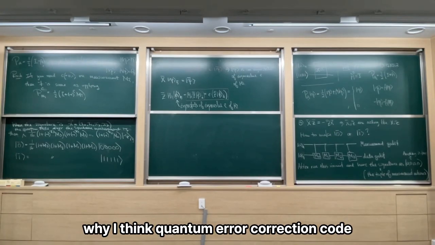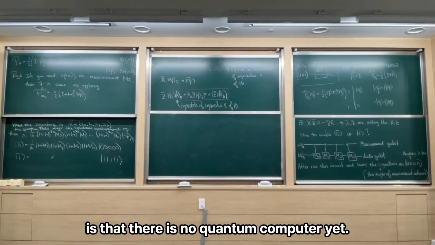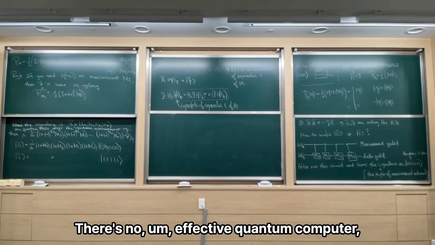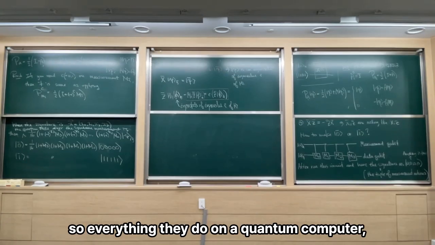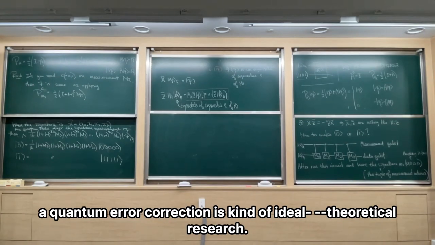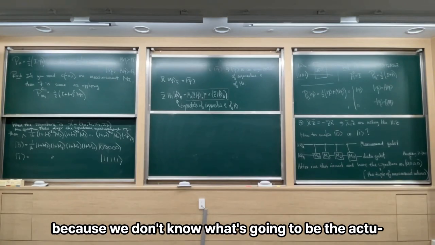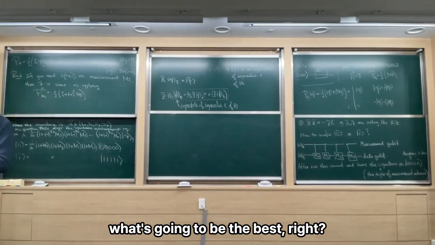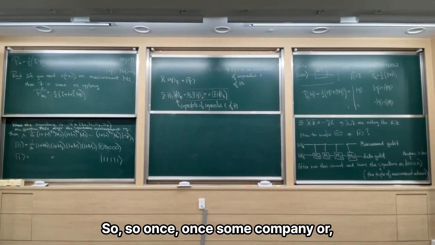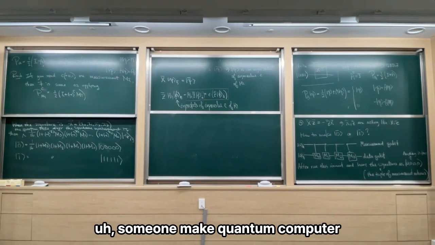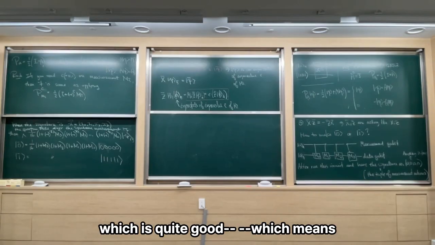Another reason why I think quantum error correction code is doable business is that there is no quantum computer yet. There's no effective quantum computer. So everything they do on quantum error correction is kind of ideal theoretical research. So you can do anything. I mean, any research is received as a valuable one, because we don't know what's going to be the best, right?